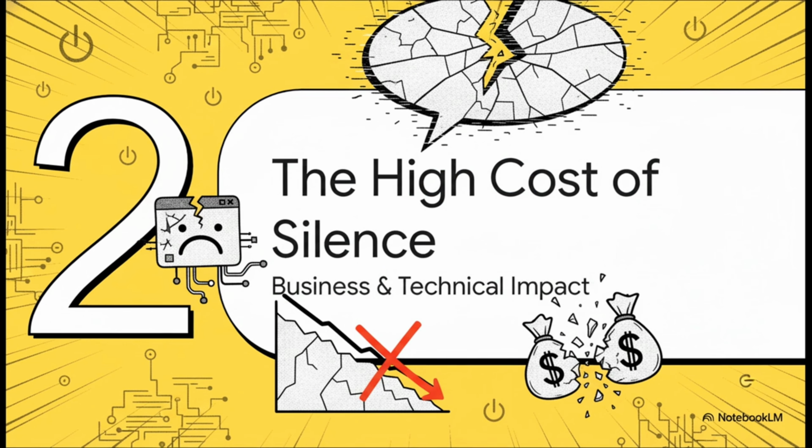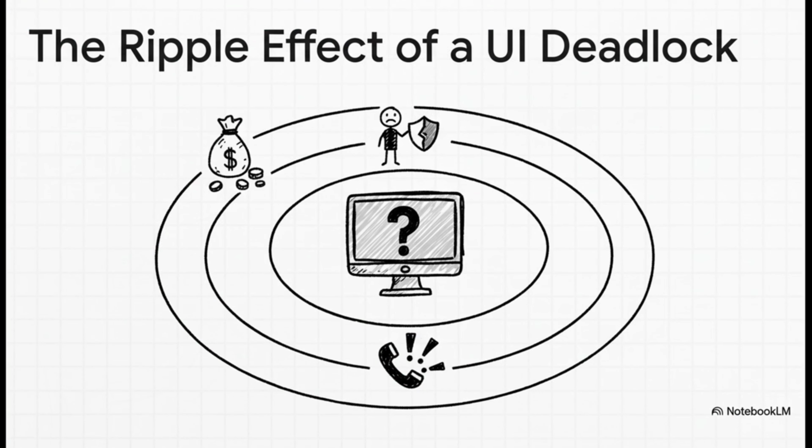Now you might be thinking, it's just a missing message, what's the big deal? But in a live production environment, that kind of silence is incredibly expensive. We're not just talking about a glitch, we're talking about a complete breakdown of trust between the user and your product. And this is where you really see that ripple effect.